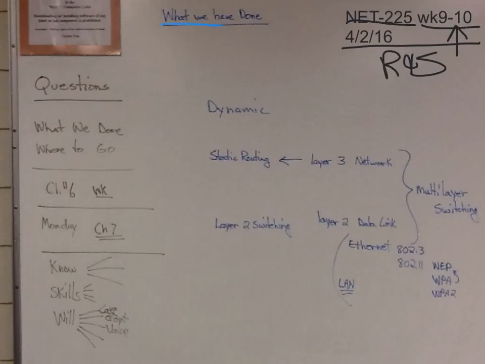So what have we done? We've done everything VLANs, and then from VLANs we started into items for routing, and routing involved routing from VLAN to VLAN. So, to start off, any questions? What we've done, where we're going to go.